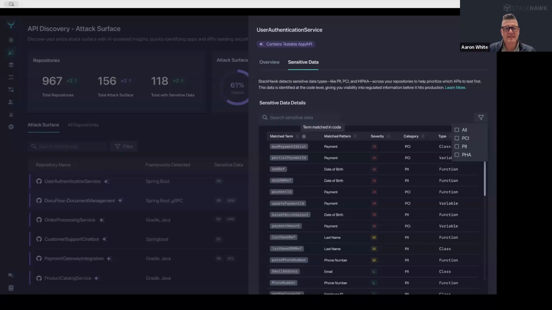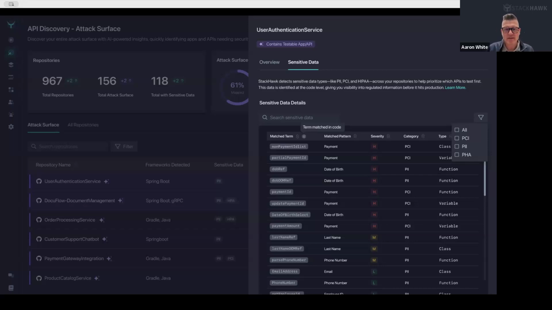And then on the sensitive data tab, I can now see the matched variable names in that code base, and what we triggered against in our backend and our algorithm, and then provide you with a severity level for that variable name. These are high, mediums, and low of how often these terms appear. It's sort of a severity score, if you will, of how important they are within that code base.